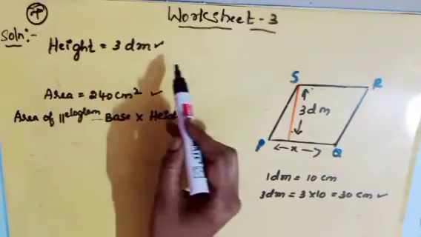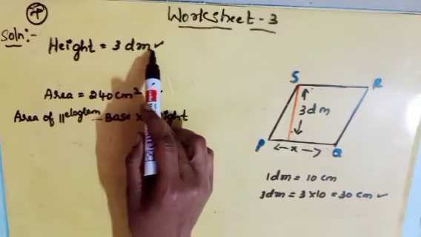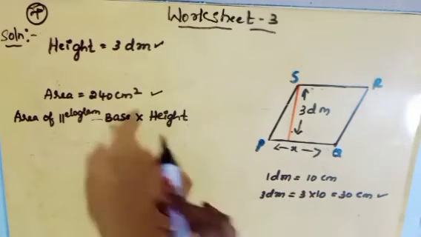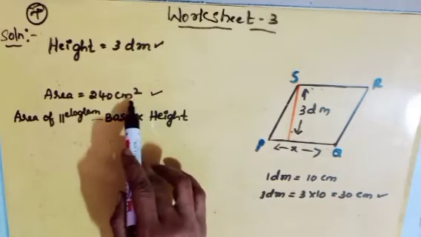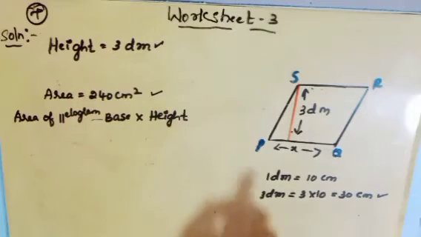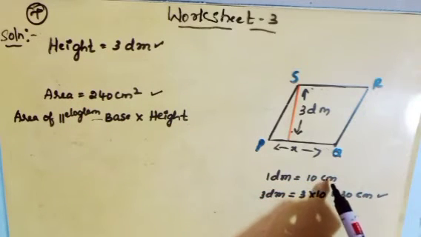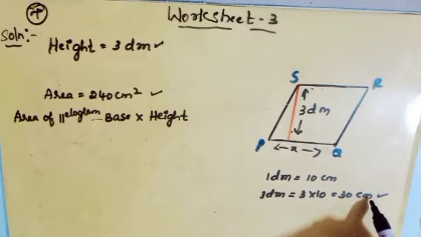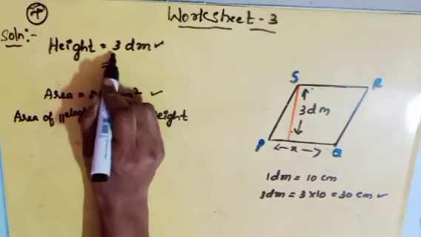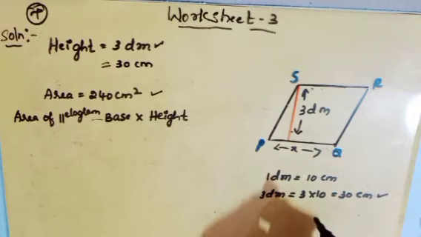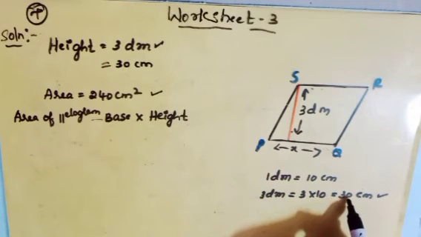Let us solve the sum. Height is given as 3 decimeter and area is 240 centimeter square. The area is in centimeter, so we have to convert this decimeter into centimeter. See here, 1 decimeter equals 10 centimeter. Therefore for 3 decimeter, we multiply 3 with 10 and get 30 centimeter. So let us write 3 decimeter equals 30 centimeter.